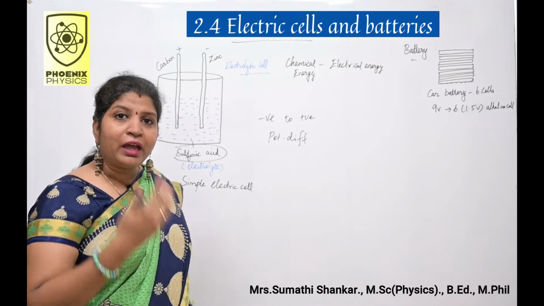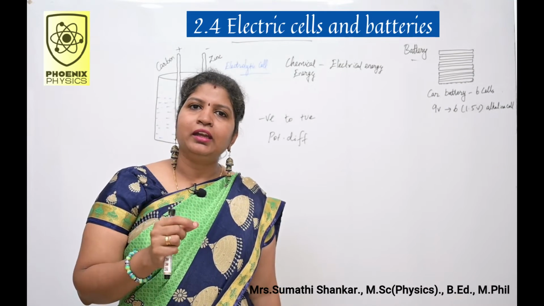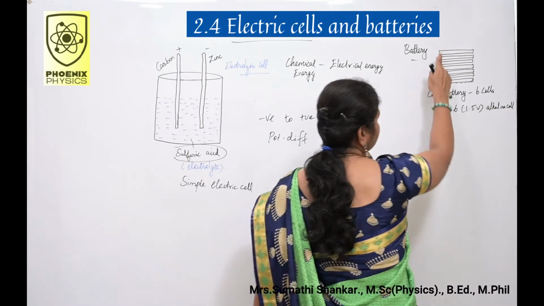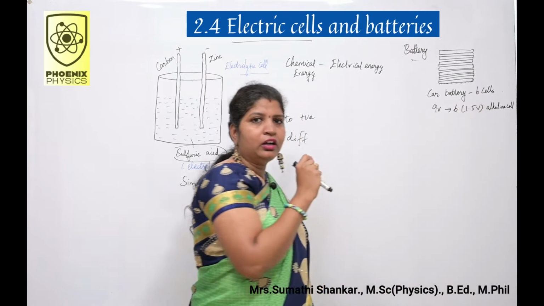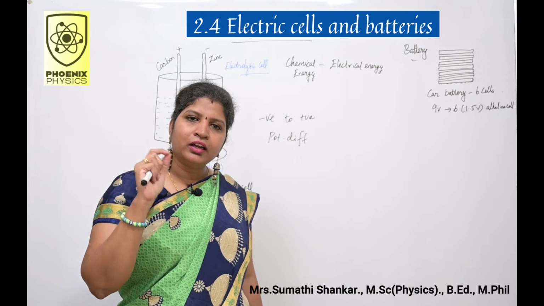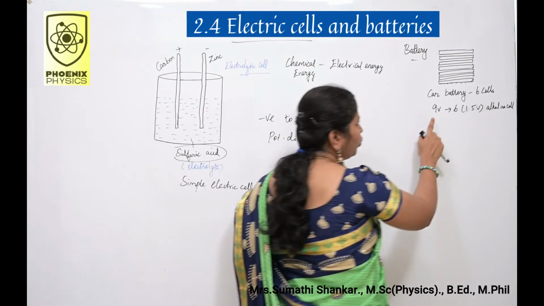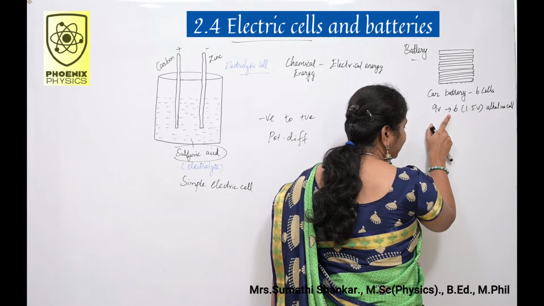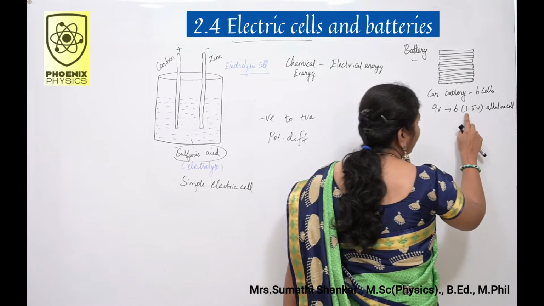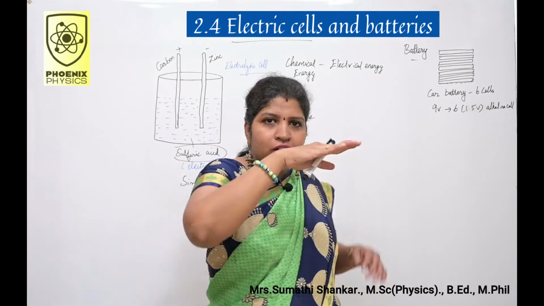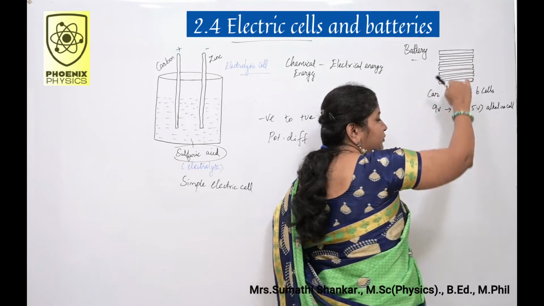Then what about a battery? A battery can be made up of one or more cells like this. For example, car batteries contain 6 cells. The common 9-volt battery contains 6 1.5-volt alkaline cells stacked on top of each other.